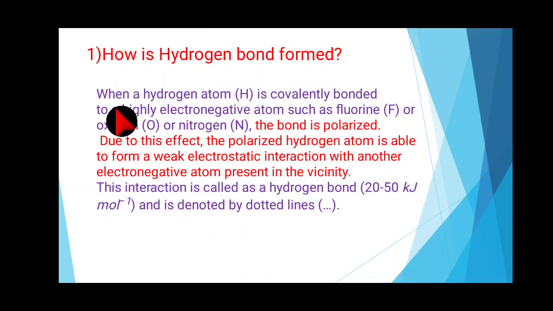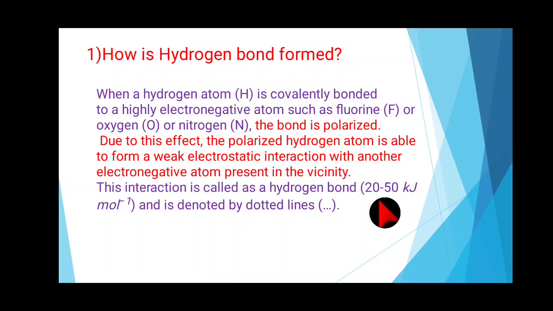That's why the statement is given: when a hydrogen atom is covalently bonded to a highly electronegative atom such as fluorine, oxygen, or nitrogen, the bond is polarized. Due to this effect, the polarized hydrogen atom is able to form a weak electrostatic interaction with another electronegative atom present in the vicinity. This interaction is called a hydrogen bond.